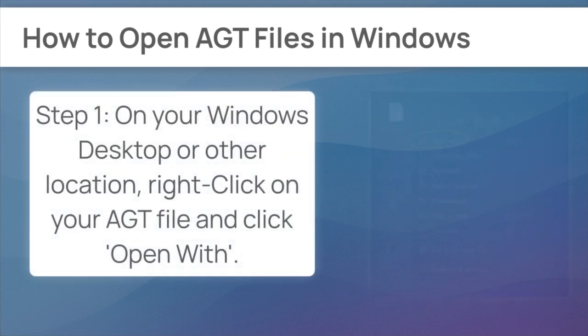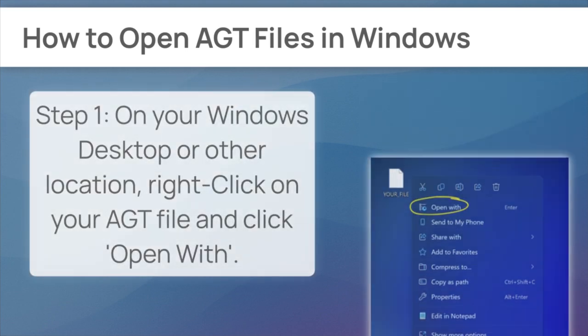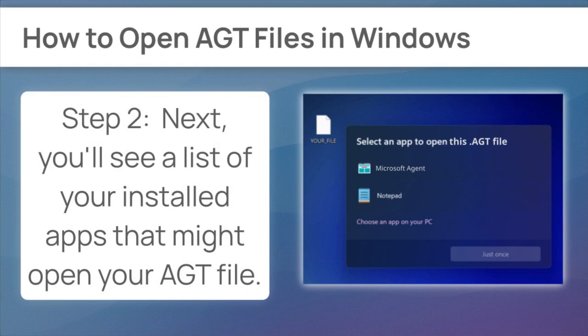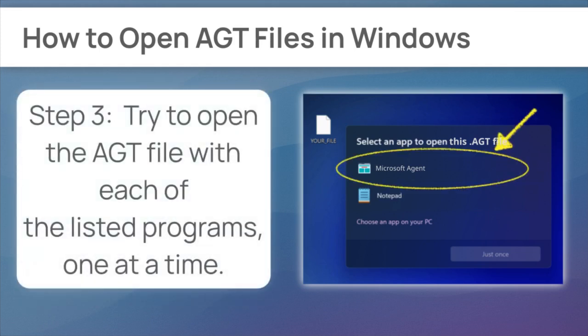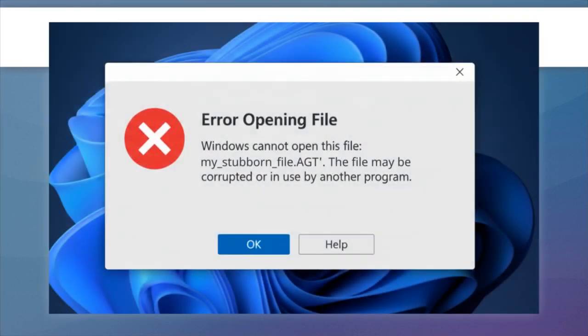Your most critical first action is the file association test. Right-click the AGT file and choose Open With. If Microsoft Agent is on your machine, test it. If not, choose another program. We must find the right software. The AGT file is more stubborn than we thought.